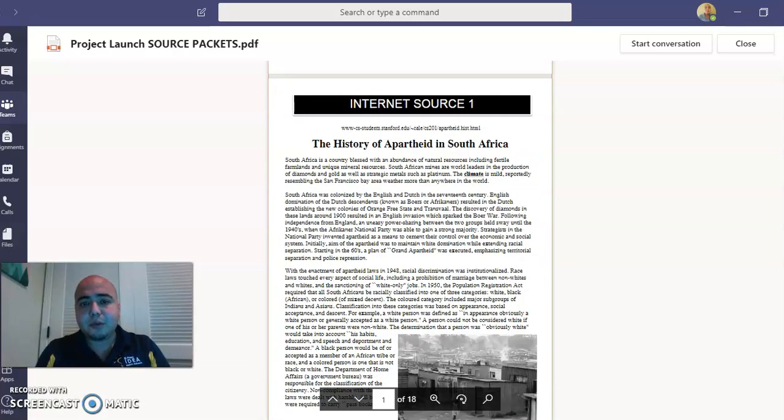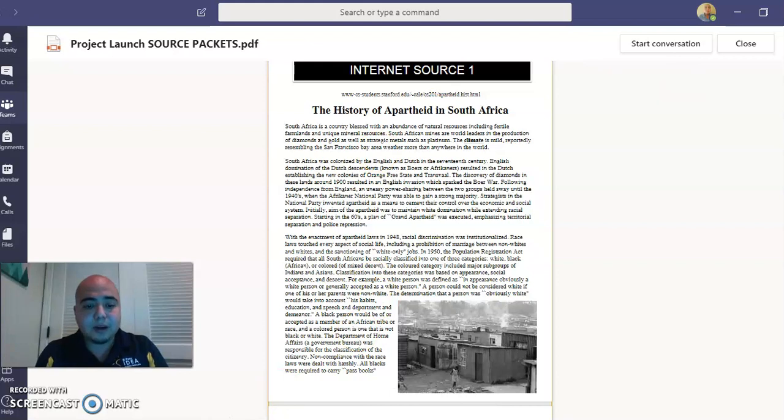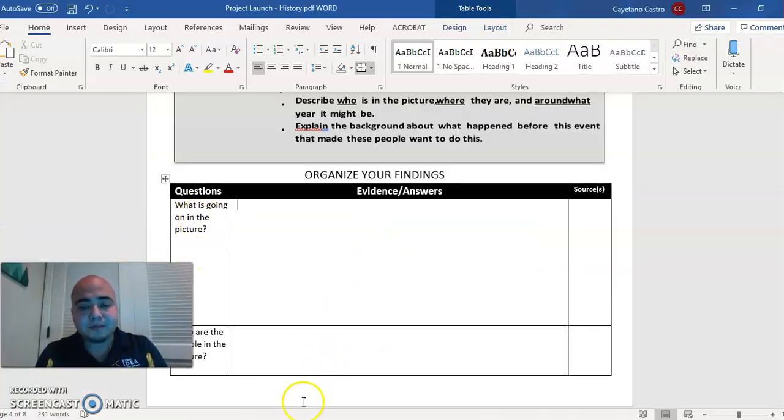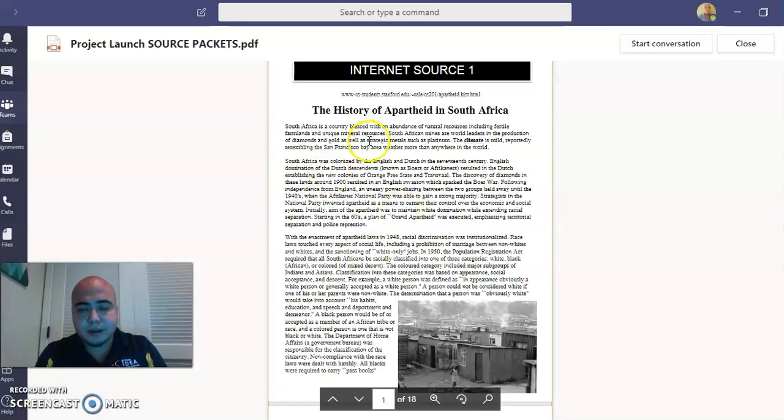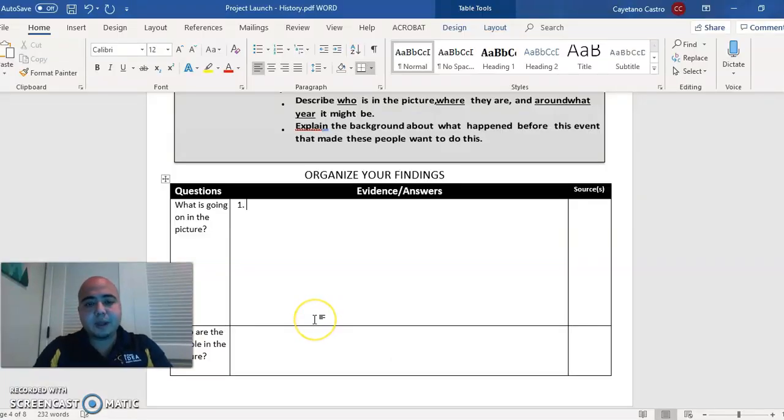Okay. So for example, if you want to answer the question, what is going on in the picture? And the evidence and answers that you have is based on internet source 1. So you're going to write in box 1, and then write, let's say, for example, apartheid is the separation of people, and so on.